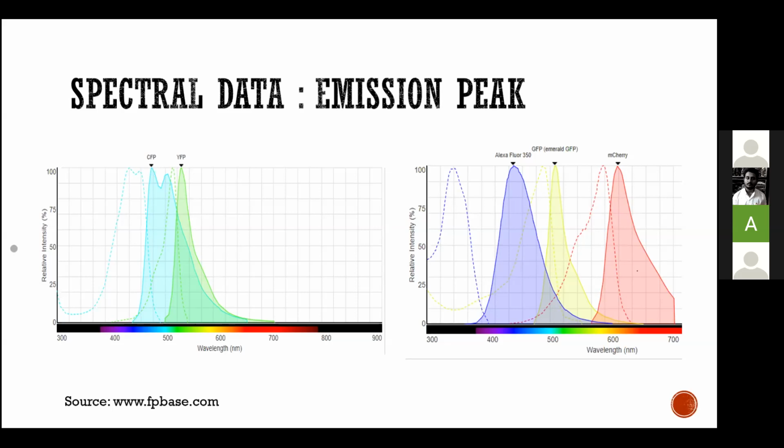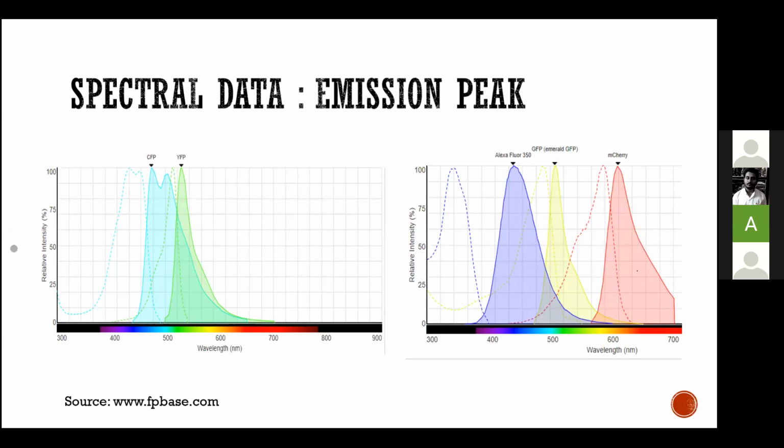You excite CFP at a certain wavelength, it emits at a certain wavelength, and that wavelength was overlapping with the YFP excitation wavelength, right? On the left you can see they are very overlapping. So this is a representation of how the spectral data of a FRET sensor looks.